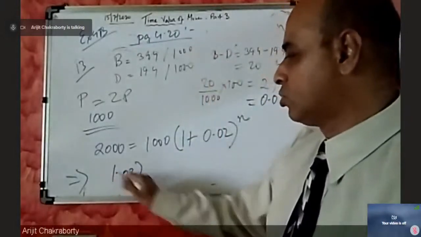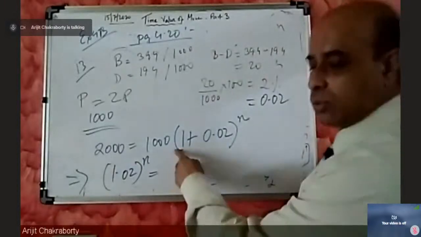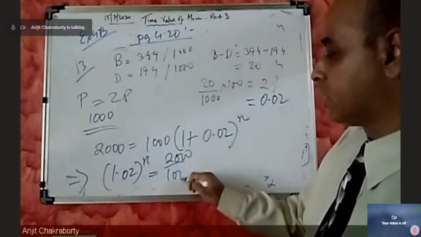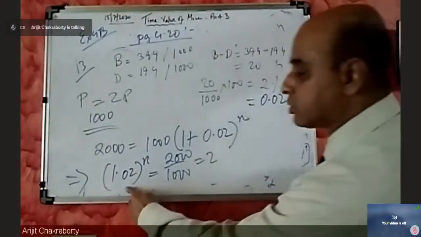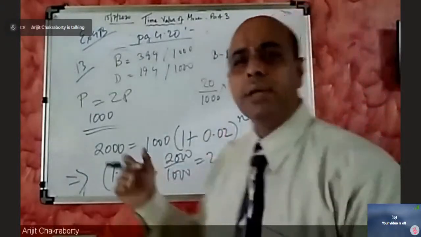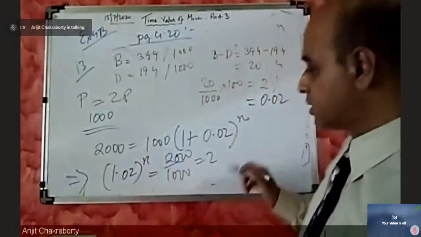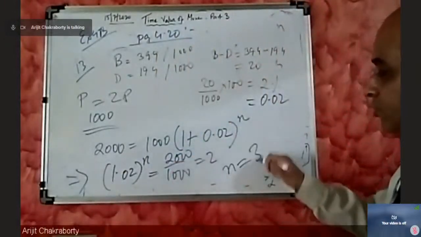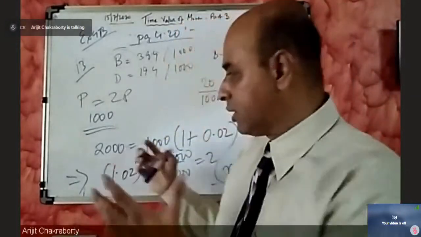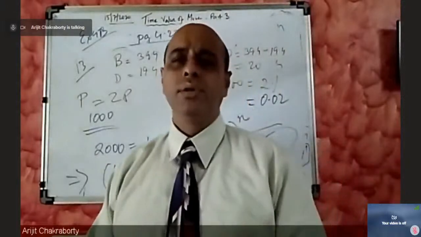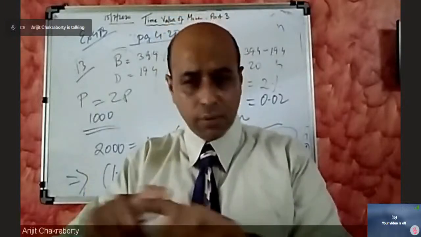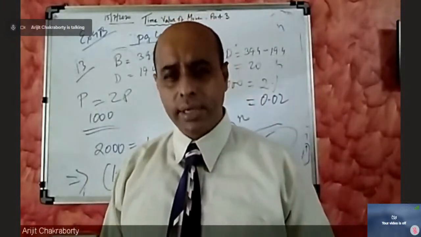So 1.02 to the power n is equal to 2, because 2000 by 1000 is 2. Now you may have to use logarithms, but in most cases the value will be given. Otherwise this becomes difficult, because in this case n will work out to 35. It will be a long calculation, so in this type of problem sometimes the value is given to help with the calculation, otherwise it becomes very tedious and cumbersome.